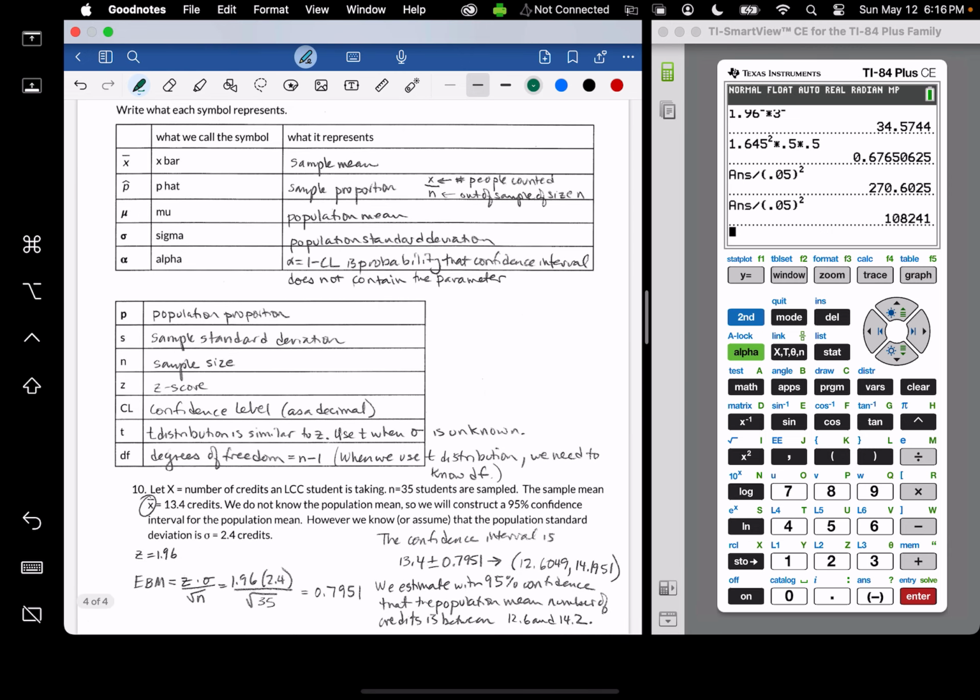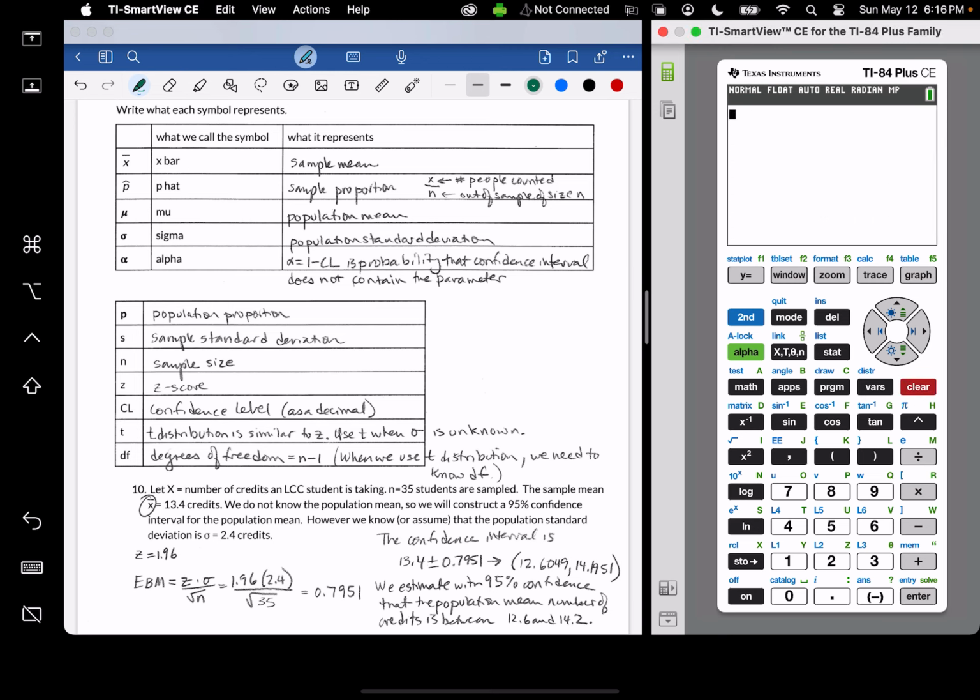And we have one more little problem here. Let X be the number of credits an LCC student is taking. 35 students are sampled. We have our sample mean, X bar equals 13.4 credits. So I'll just make a note of that. X bar is equal to 13.4. I really recommend always writing down everything that's been given in the problem.